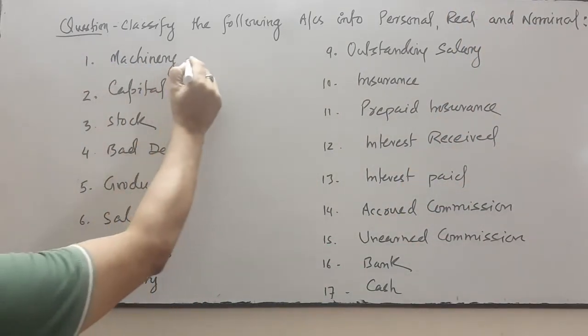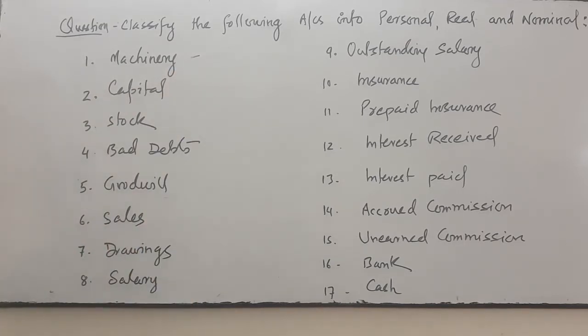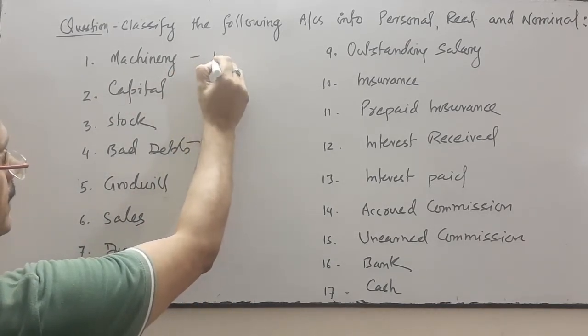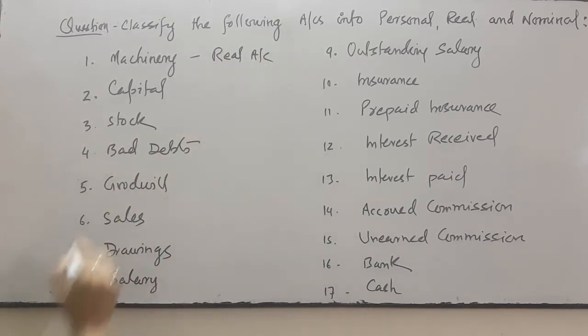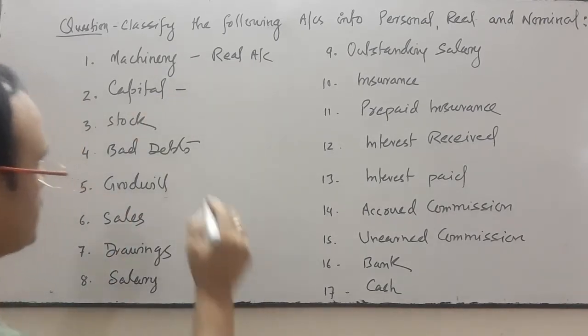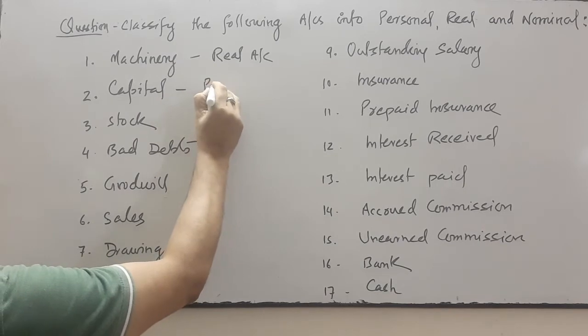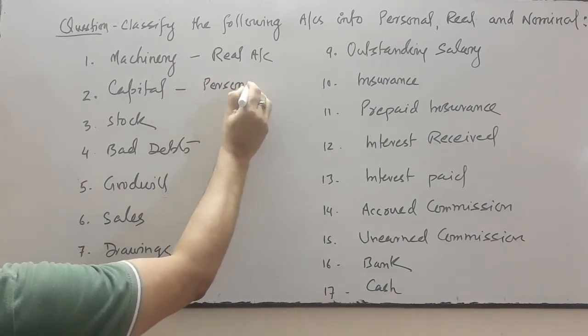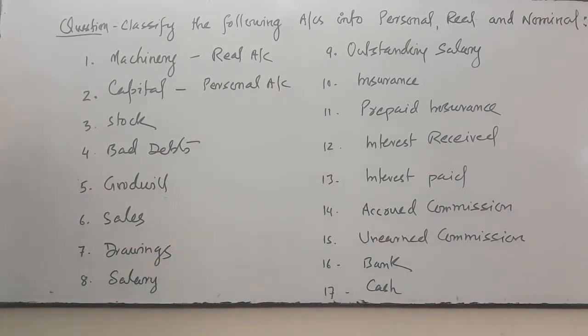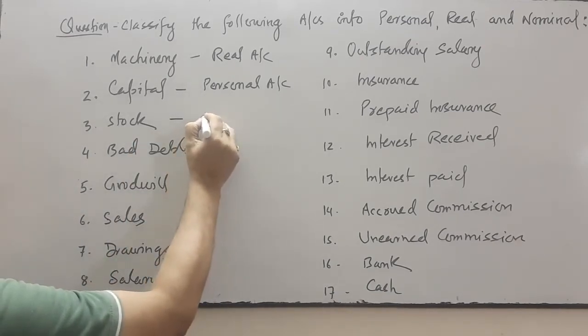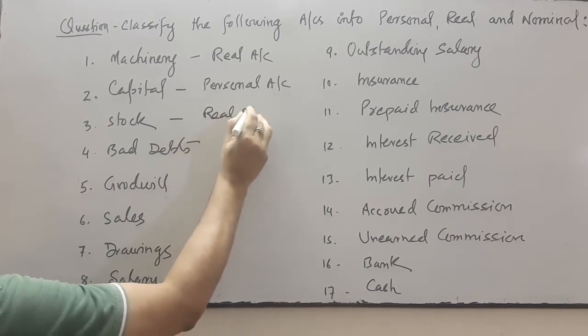For instance, first, machinery. Machinery is an asset. So all assets come under which account? Real account. Capital comes under personal account. It's a natural person. Stock is your asset, comes under real account.